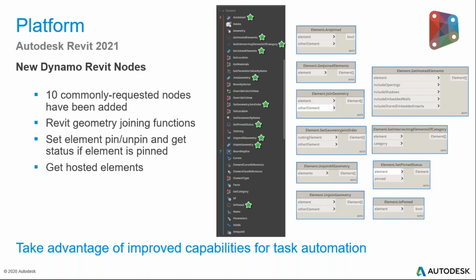Also, another key enhancement in Dynamo has been around adding 10 new commonly requested nodes, focusing around joining of elements, identifying whether an element is pinned or not, or getting details of all my hosted elements. So something which was requested on the Revit Idea Station is now already incorporated.